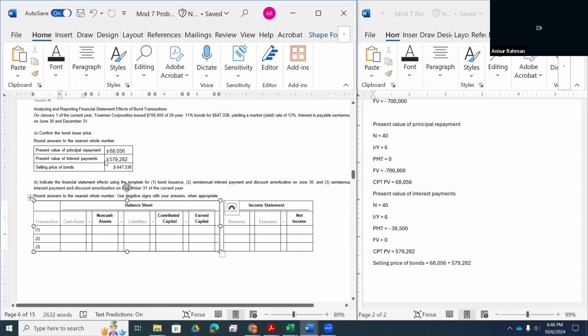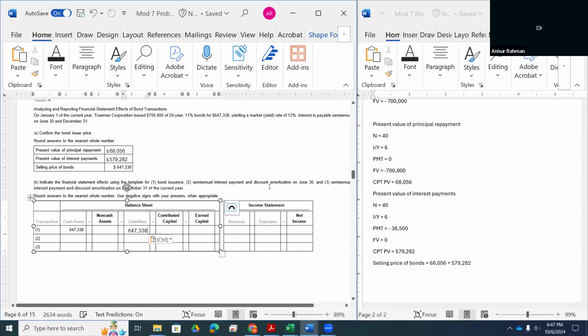So I'll paste it here. It also created a liability for the company because this company has to pay off this amount at the end of 20 years. So liability will also increase by the same amount. It doesn't have any impact on income statement. Question 2, semi-annual interest payment and discount amortization.